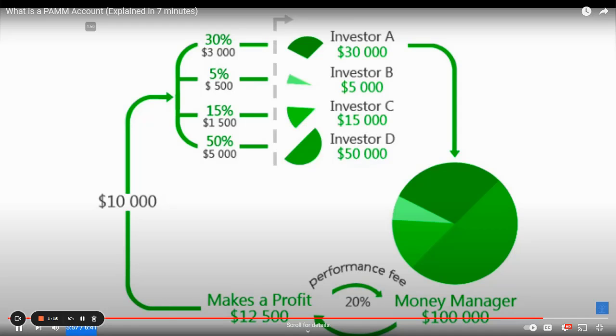So I hope this illustration helps you better understand how the PAM account works, and how the profit is declared and the return on investment is calculated.